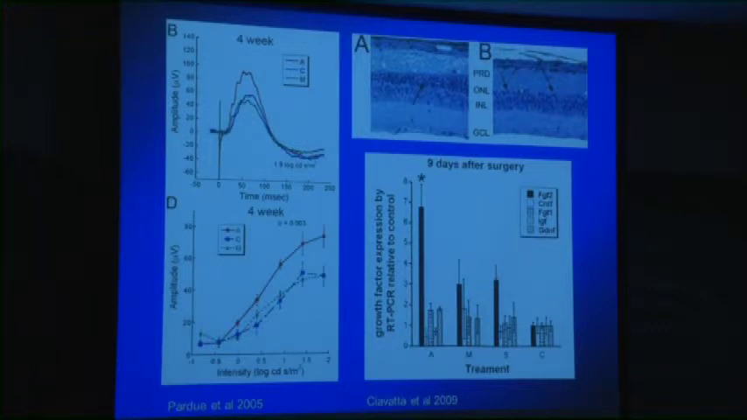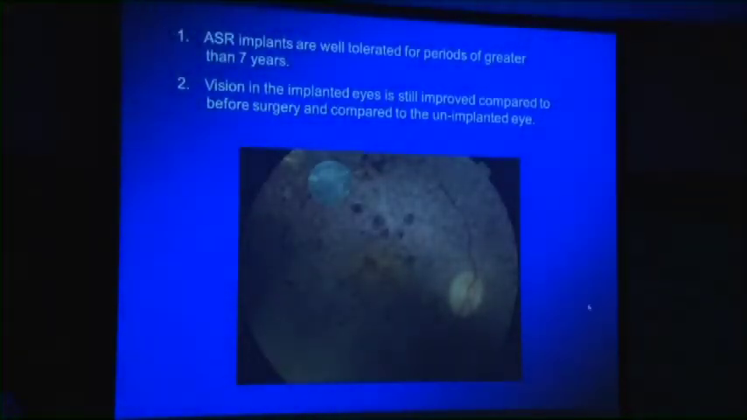We also looked to see what the mechanism was, and we discovered that we were getting an upregulation specifically of FGF2. It's a neurotrophic factor. So you can see in this graph, this is FGF2 from the eye of an implanted animal. This is in a control animal. This is from a sham operation where the operation was done but no implant was put in. And this is an animal where a minimally active implant was placed.